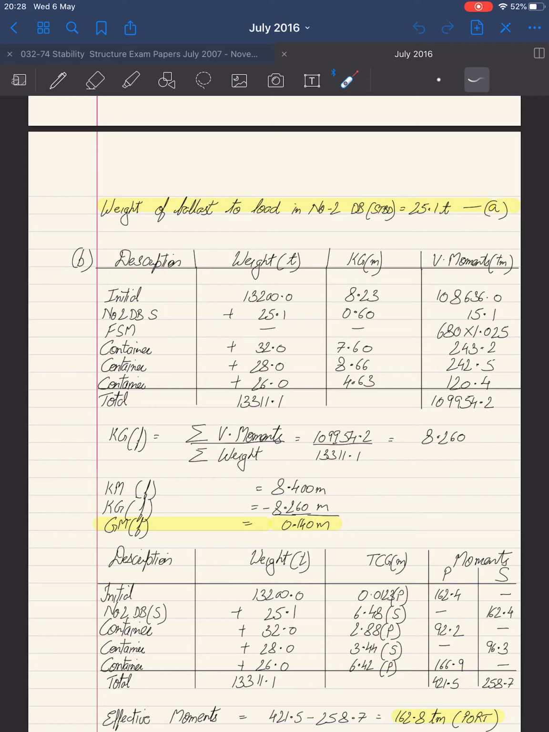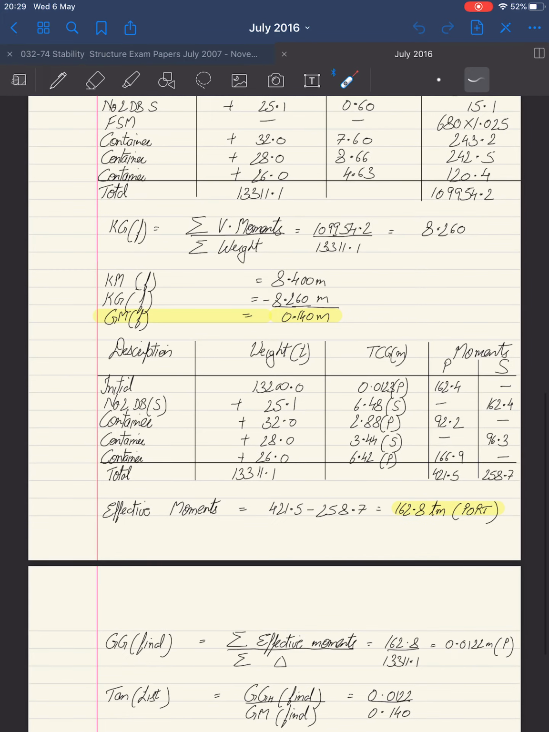The container was loaded, the first one weighing 32 tons, and it was loaded at 2.88 meters to the port side. So we have got its associated horizontal moments as 92.2. Second container was loaded weighing 28 tons, and its transverse center of gravity was 3.44 meters starboard. So we have the moments on the starboard side. The third container was loaded weighing 26 tons, which was loaded at 6.42 meters on the port side. So we have its associated horizontal moments, which is 166.9 on the port side.